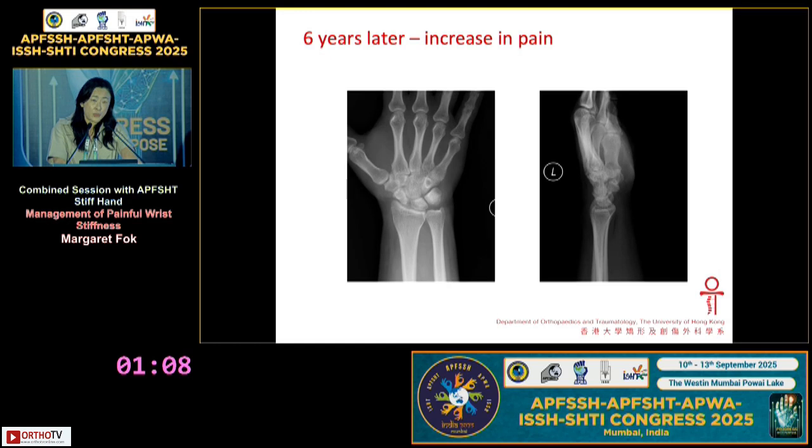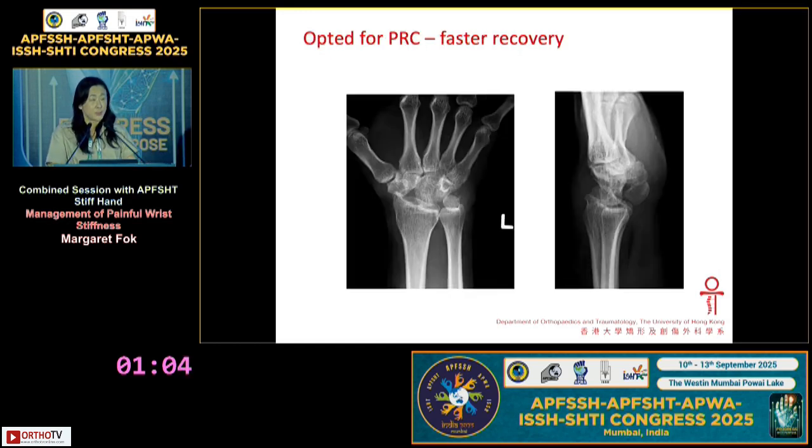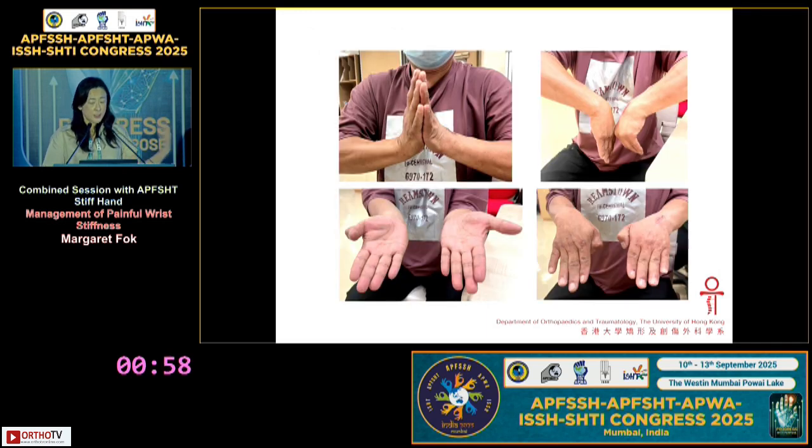Six years later, unfortunately, he still had a lot of pain. So I had a bridging procedure for 6 years, and then he opted for PRC, which has a faster recovery. So this is the result that I got in the end. The patient was happy, and actually he came back to me and said that he wants to do another side where he also has a SLAC wrist.